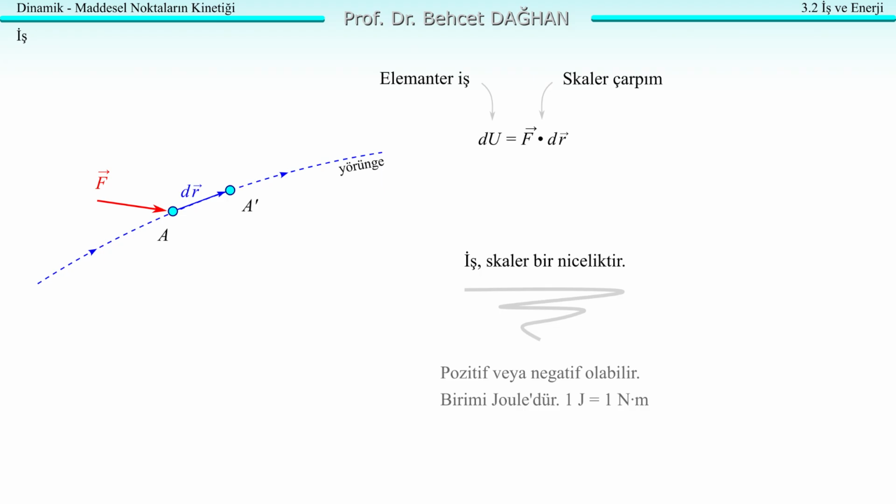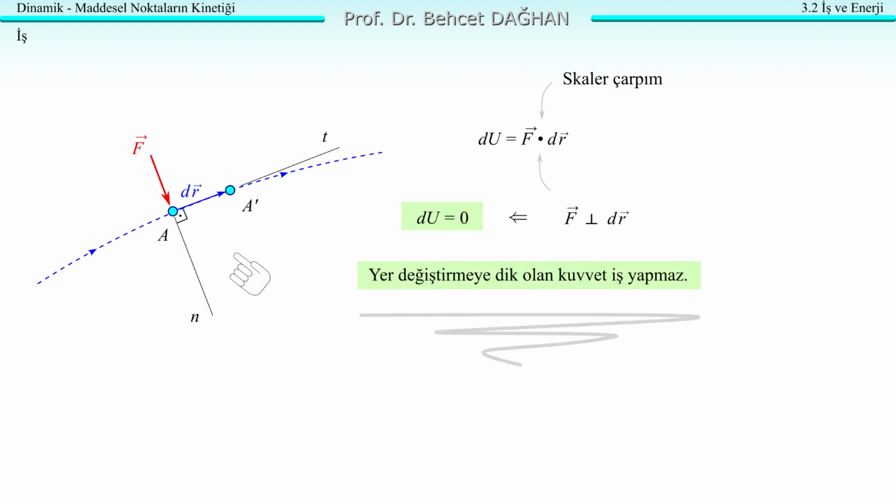Now, let's consider a special case. The force and the displacement can be perpendicular to each other. So what happens then? The result of the dot product is 0. We know that the dot product of vectors perpendicular to each other is 0. Therefore, we conclude that a force perpendicular to the displacement does no work. Again, a force perpendicular to the displacement does no work. For a force to do work, it must have a component in the same direction as the displacement.